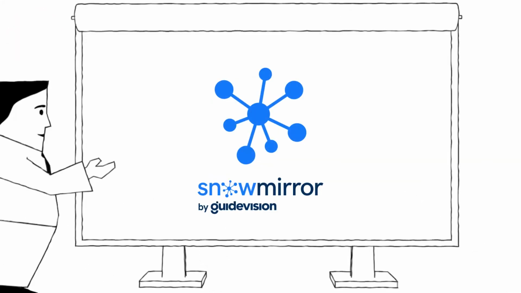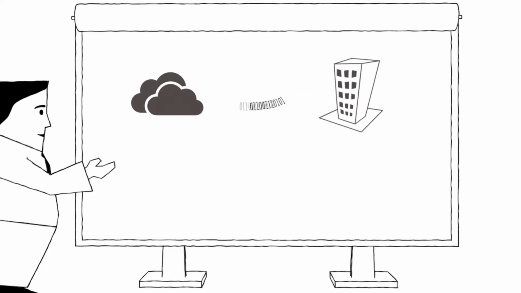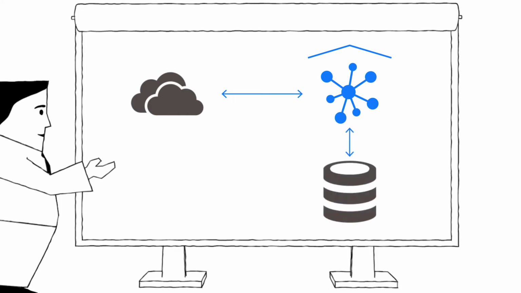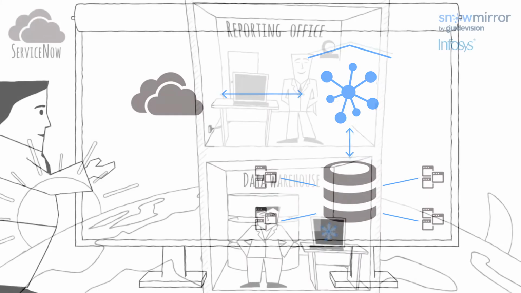SnowMirror is a smart data replication tool for ServiceNow. It replicates the data from ServiceNow to your traditional database, such as Oracle or Microsoft SQL Server. All of the selected tables are synchronized into a database running in your environment. Then you have the data inside your organization, and you can easily connect all of your favorite applications to the database. It's that simple.